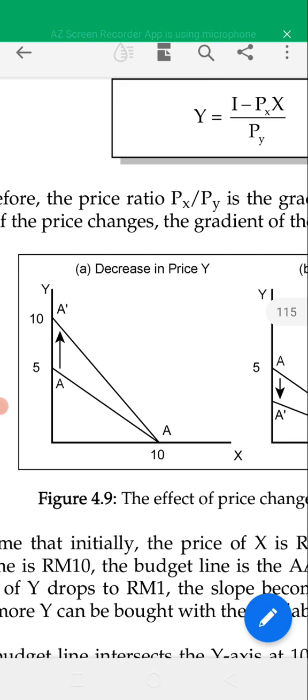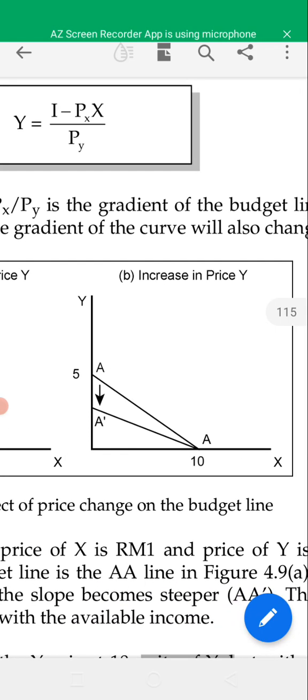Okay, so I hope that is clear. So that's how you show the pivotal shift in the budget line. You can see that the 10 on the X-axis has remained the same. Why? Because the price of X has remained the same. Okay, so let us look at this other one.